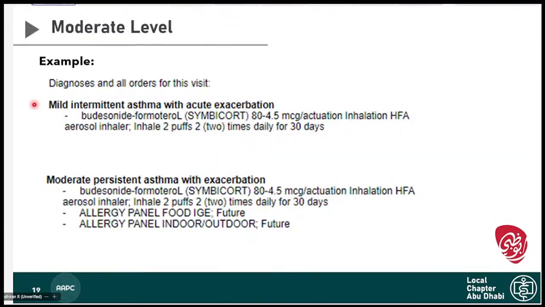Here the mild and moderate both should be considered as the asthma type. Hence, we can't consider it an exacerbation status. The provider needs to say separately for the exacerbation.